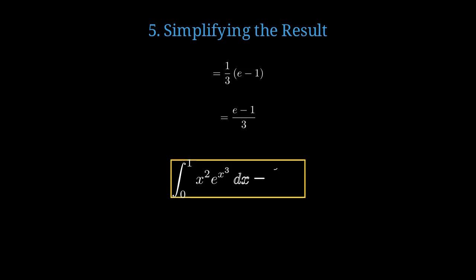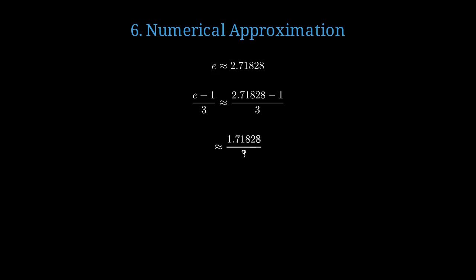So the value of our integral from 0 to 1 of x squared e to the x cubed dx equals e minus 1 over 3. Let's also find the decimal approximation of our answer. We know that e is approximately 2.71828. So e minus 1 over 3 is approximately 2.71828 minus 1 all over 3. This gives us approximately 1.71828 over 3, which equals approximately 0.5728.